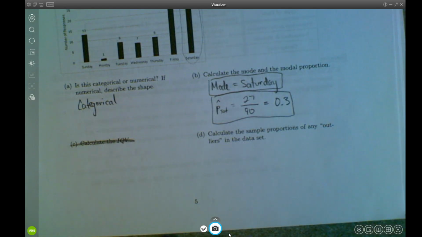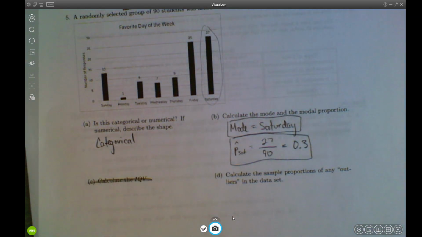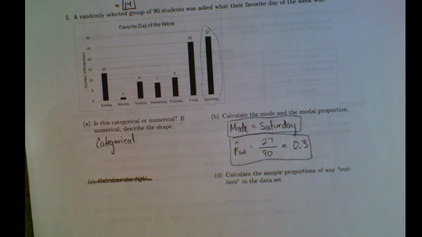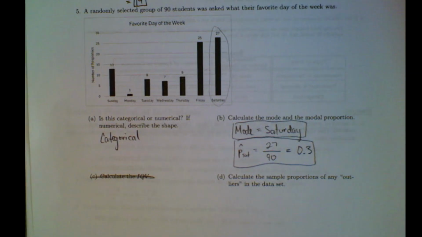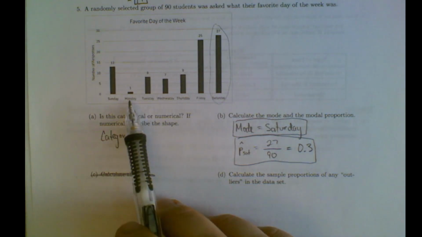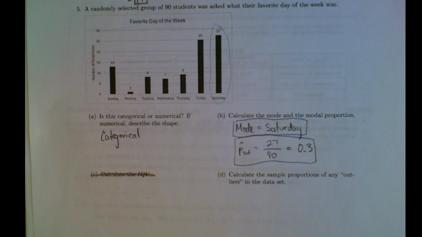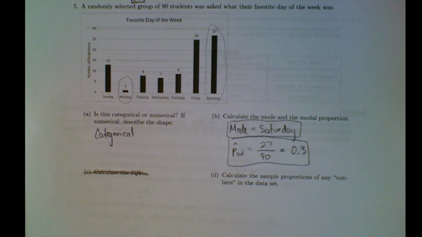But Part D asks us to calculate the sample proportions of any outliers in the data set. Well, again, it's kind of hard to say when you're looking at a categorical data set. There isn't a set-in-stone criterion for determining when you have outliers. But what I would point out is that it's very unusual for anybody to say that Monday is their favorite day of the week. Not just because Monday is a bad day, but because in the data set only one person said Monday, right? So that's kind of an unusual thing that I think is worth pointing out.